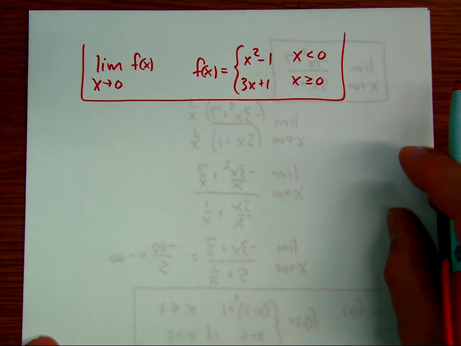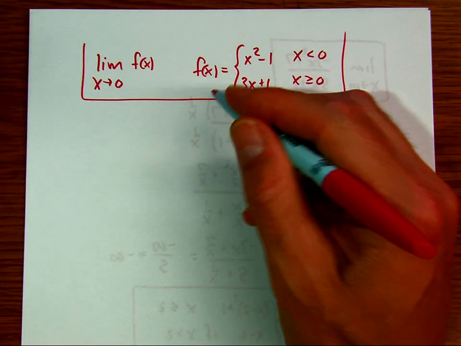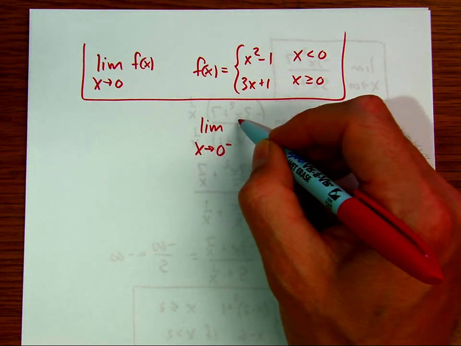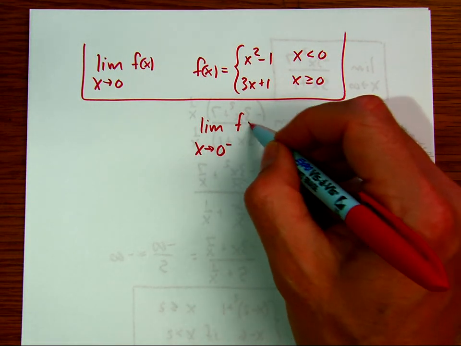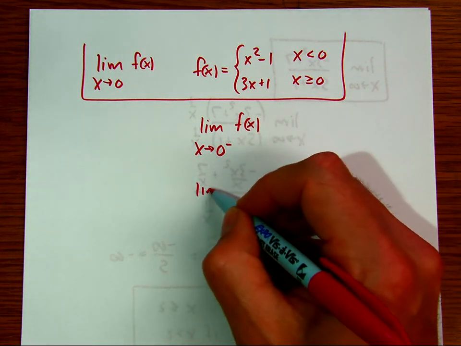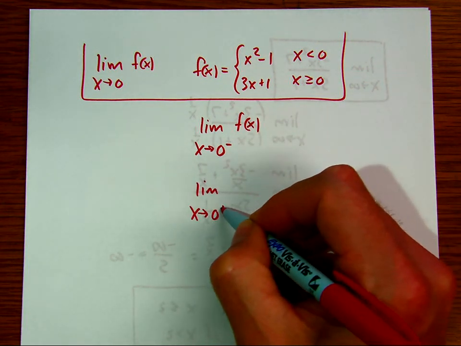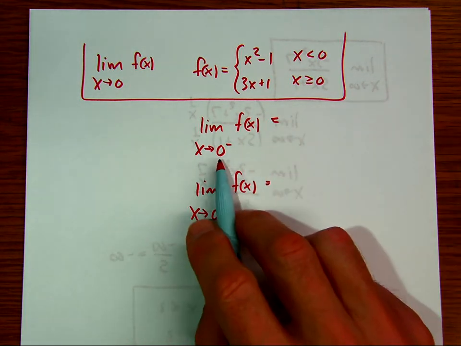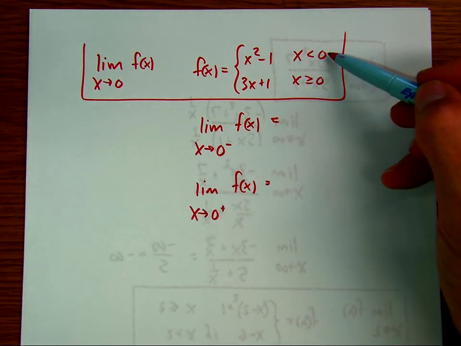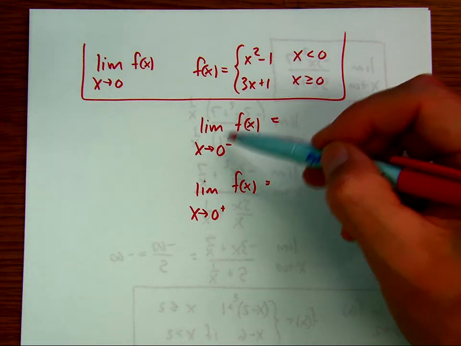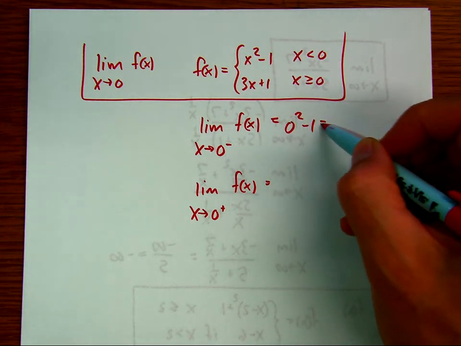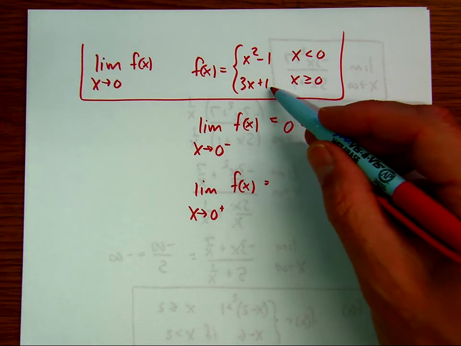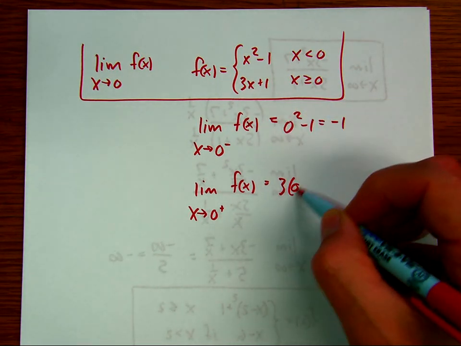And pause the video, try that one. So we're going to 0 from the left. That means we need to use this piece, and we substituted 0. 0 squared minus 1 is negative 1. Let's go to 0 from the right. That means we're using this piece. Plug in a 0. 3 times 0 plus 1 is 1.